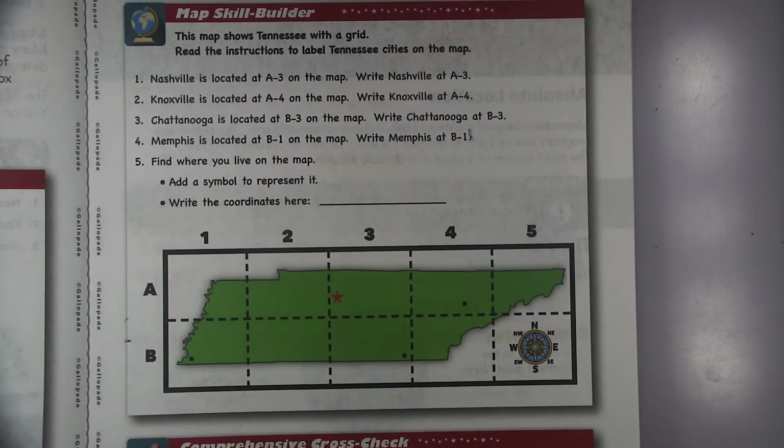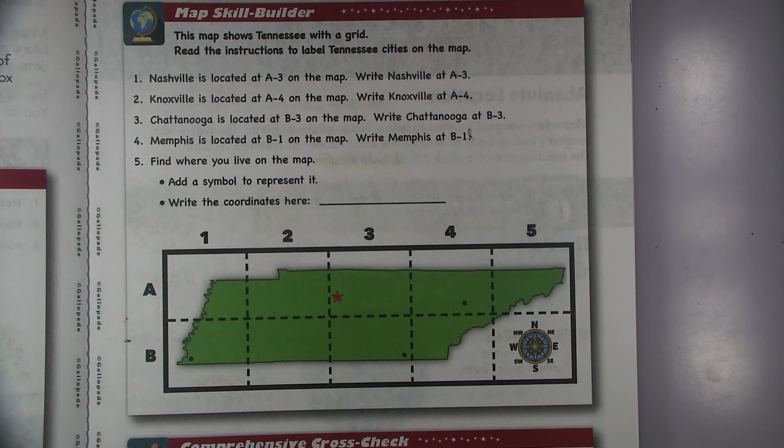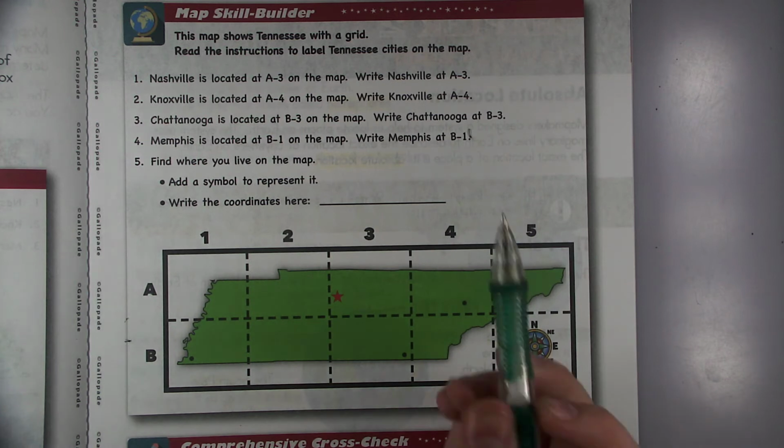And let's go over to page 11. It says, this map shows Tennessee with a grid. Read the instructions to label Tennessee and cities on the map. Let's go ahead and look at number 1. Nashville is located at A3 on the map. Write Nashville at A3.